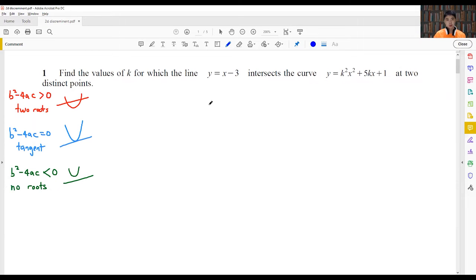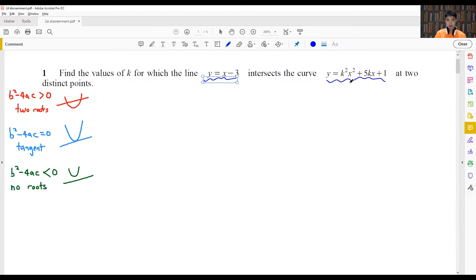In today's video, I'll show you a few examples, one for each of them, okay? So let's start with this first question here. Find the values of k for which the line y equals x minus 3 intersects the curve y equals k squared x squared plus 5kx plus 1 at two distinct points. Now, when I'm starting this question, I must first identify that I have a straight line and I also have a quadratic line here, a curved line, okay?